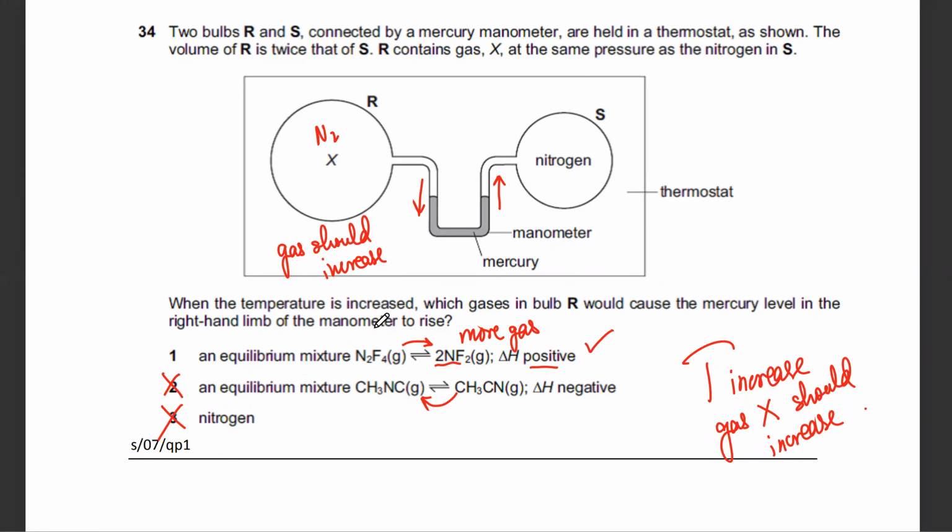Yes, sir. So in this question, it was only that in the first equilibrium mixture, if you increase the temperature, the level goes up here, which means the gas here is increasing and pushing it. So only in the first case, if you increase temperature, more gas is going to be produced, and that is going to push the mercury level to the other side. Is that clear? Yes, sir.